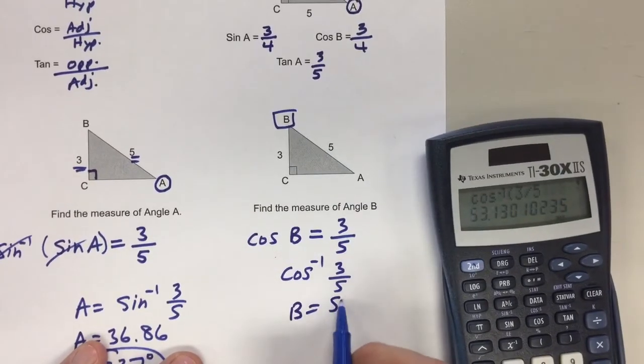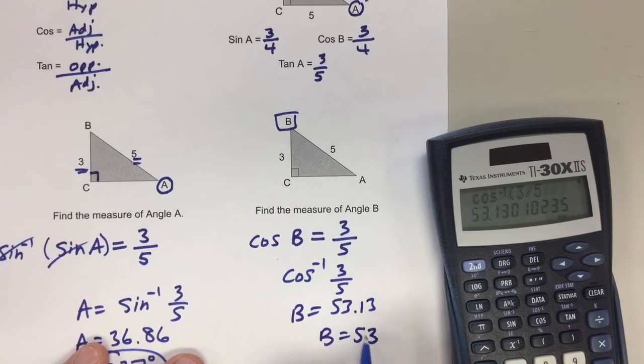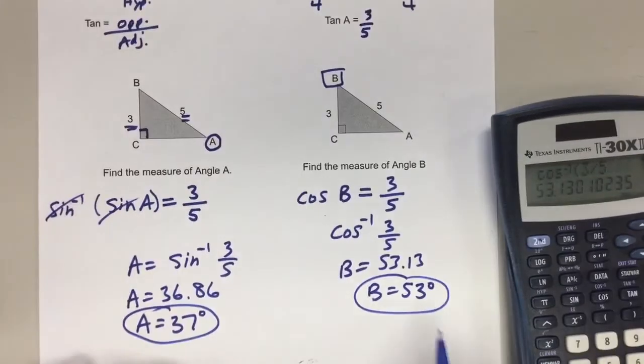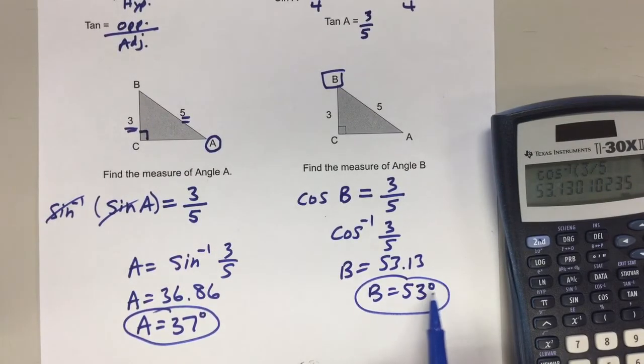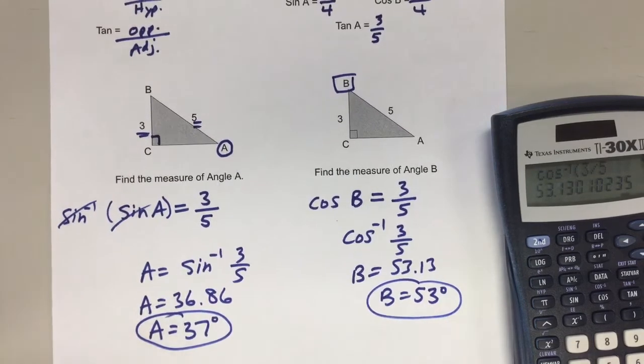So B equals 53.13, and for our purposes and on Moodle, I just want you to round it to the nearest degree. So we'd say it's 53 degrees. And usually we type in or show the degree symbol for an angle, but on Moodle you could just type in 53. But technically it does have that little 0, makes it an angle.